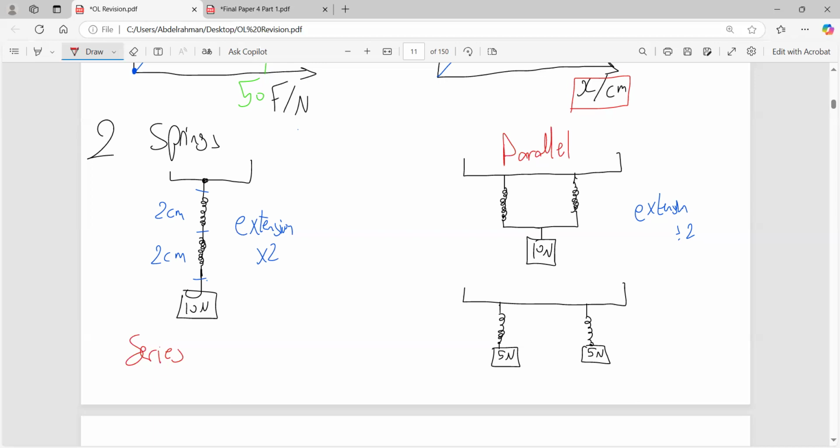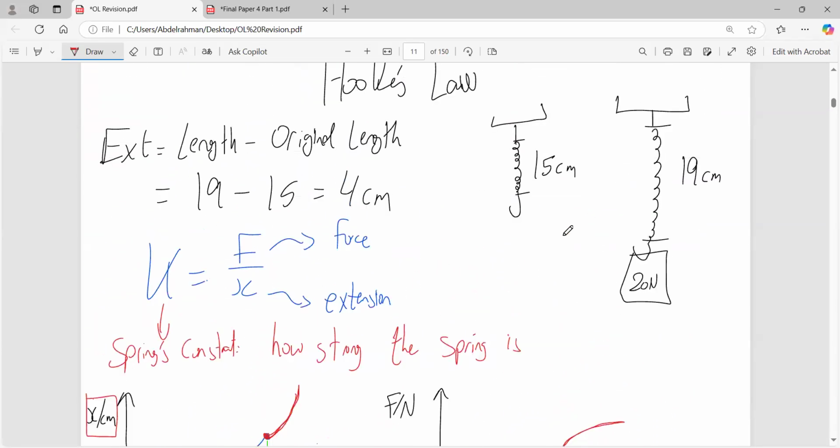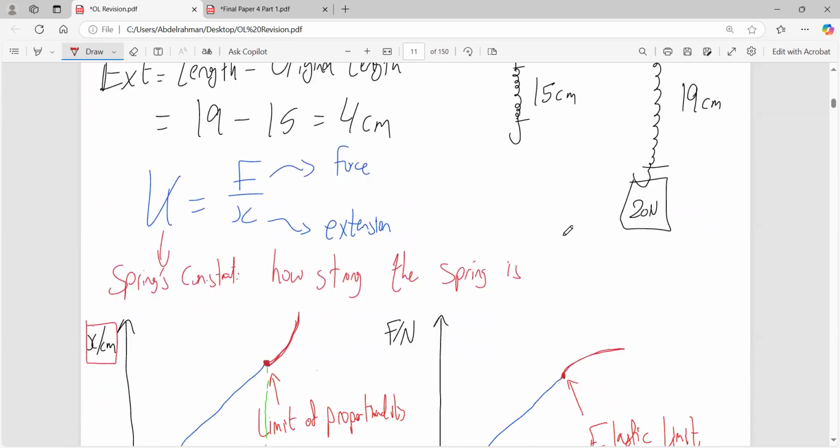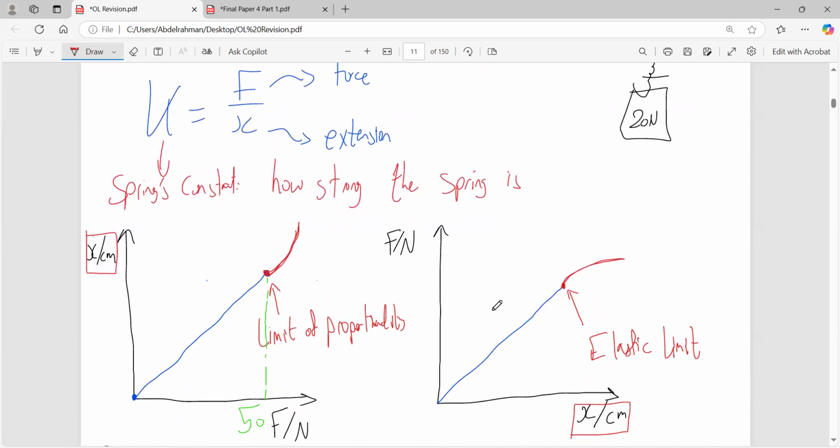I know we don't have that many questions regarding forces and extension, or Hooke's law, but it's okay, it's part of our syllabus. We have to explain it. F equals kx, or k equals F over x. This is the spring's constant. I can find the extension using length minus the original length, or I can find it from the graph, even if I have a different graph using the length and force.